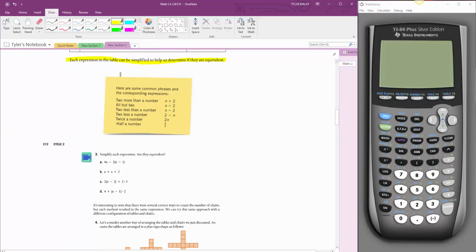So here we have a note that lists some common phrases and the corresponding expression. These are different phrases you might see in word problems or in mathematical problems, and what they mean in algebraic terms. For example, twice a number is 2n. Half a number is n over 2. 2 more than a number means n plus 2. So you can read those, and you want to be familiar with these expressions, if you aren't already.